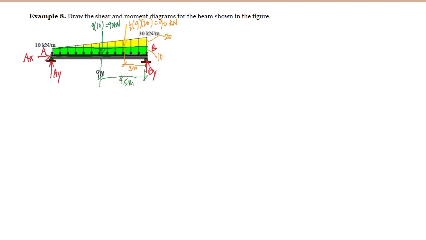Okay, so let us solve for the reactions of the supports. If we summate forces horizontal equal to 0, taking the direction to the right as positive, then AX is equal to 0 because it has no opposing force.